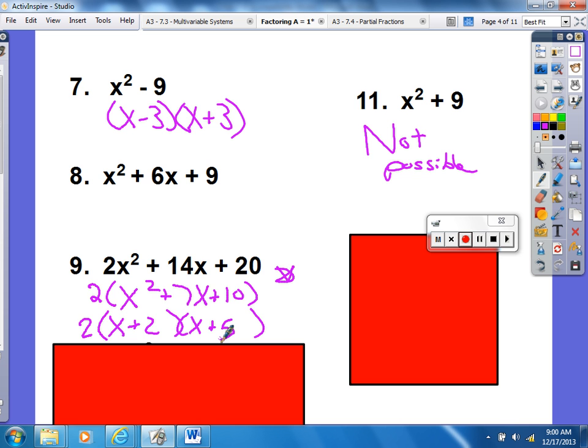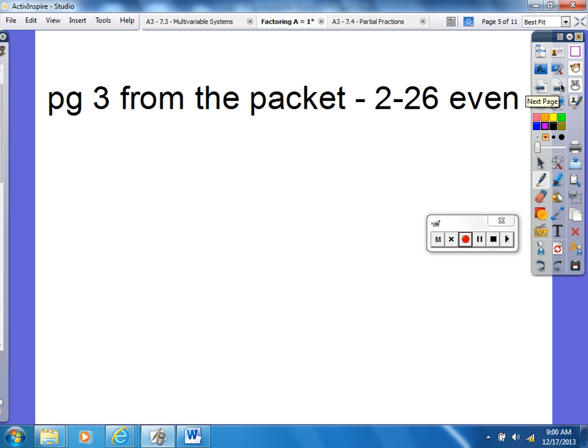Take your lovely packet at this time. Turn to page 3 and do 2 to 26 even.